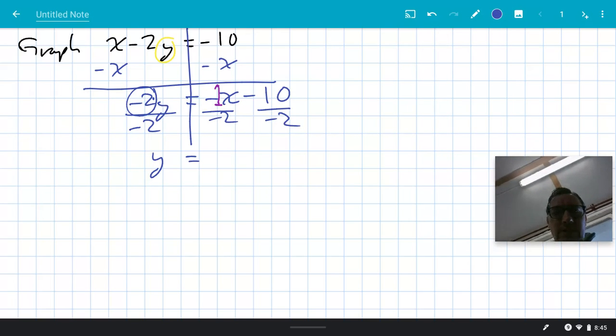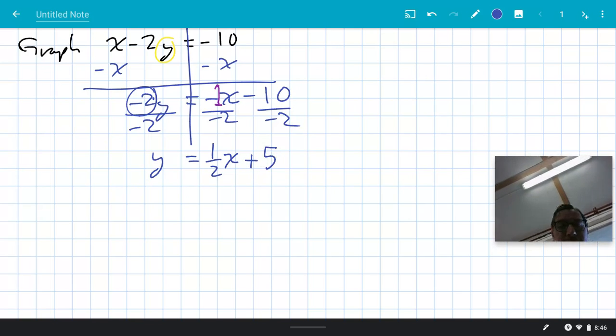So I can just think of it as 1 over 2. So that's a 1 over 2 x. And then minus 10 over negative 2. That's a negative over negative, so it's a positive, and 10 over 2 is 5. So I have y equals 1/2 x plus 5.